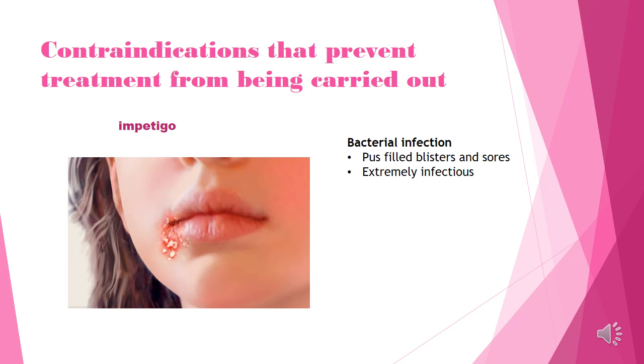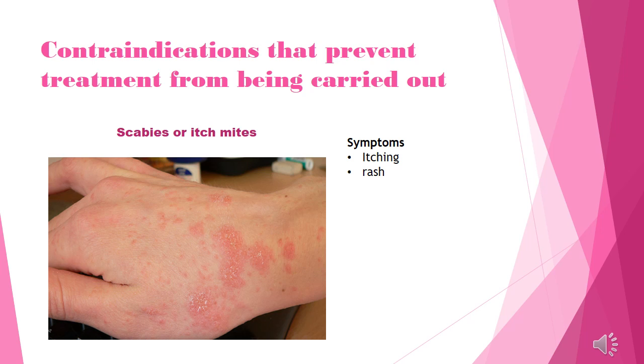Impetigo is a bacterial infection. It can be identified as pus-filled blisters and sores, and it's extremely infectious. Scabies is a skin condition caused by an infestation of the human itch mite. These microscopic mites burrow into the skin and cause symptoms of itching and rash.